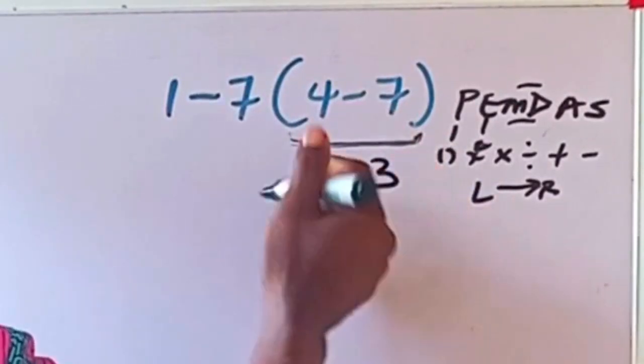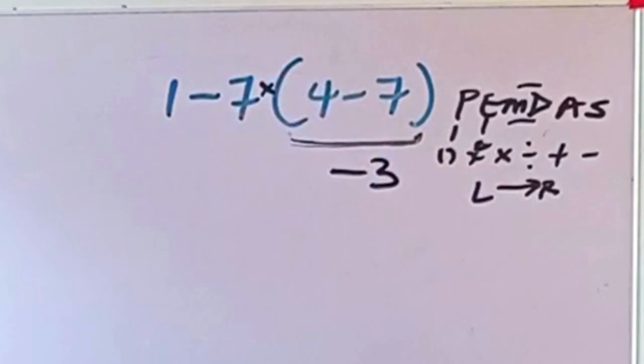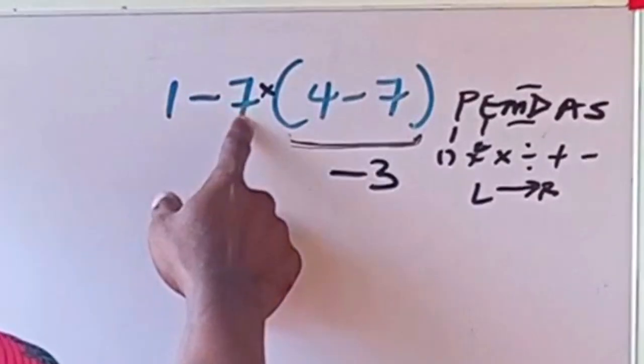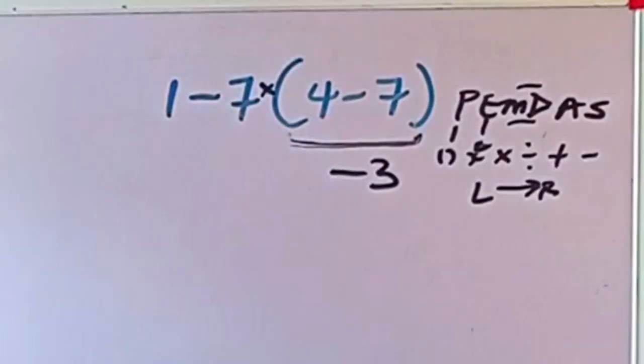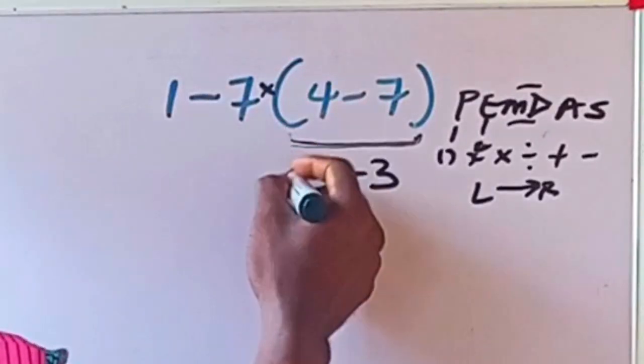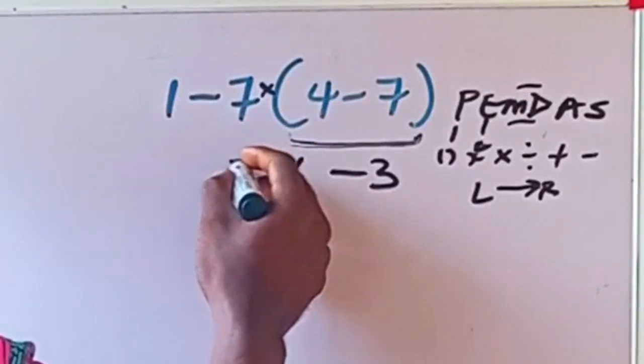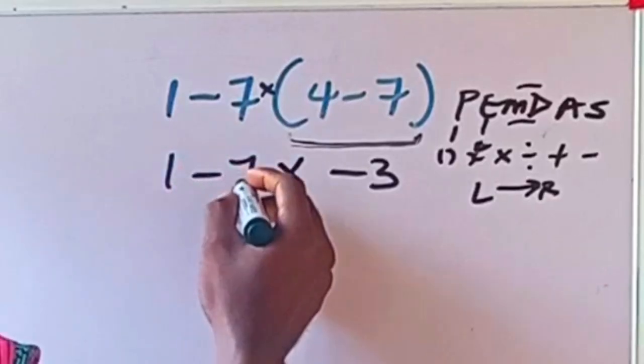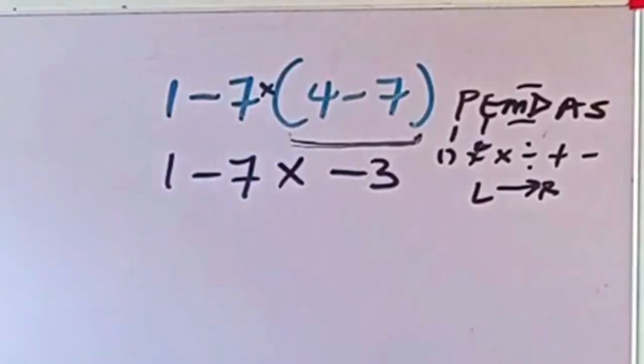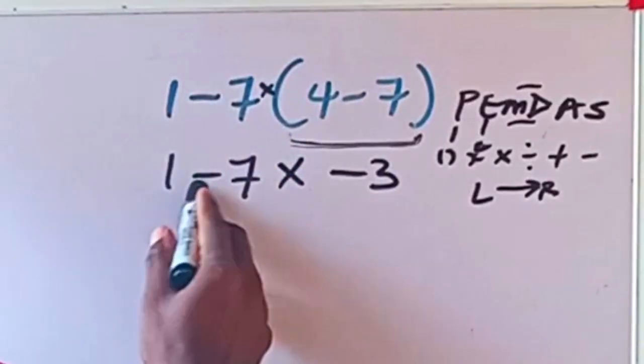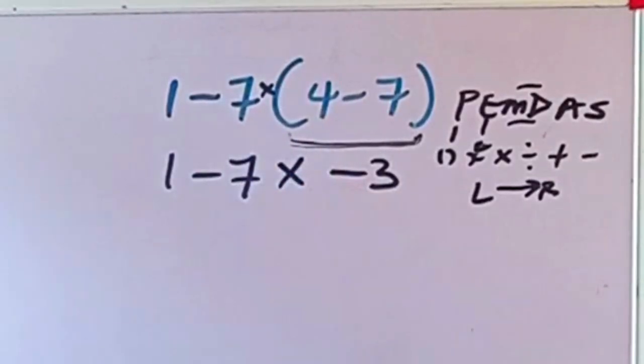to minus 3. Remember, there is an invisible multiplication sign here, because when a number is close to any parenthesis, it means multiplication. So we are putting our multiplication sign here, then 7. So we have 1 minus 7 times minus 3. So we have two operators here, which is minus, times, and also we still have minus here.